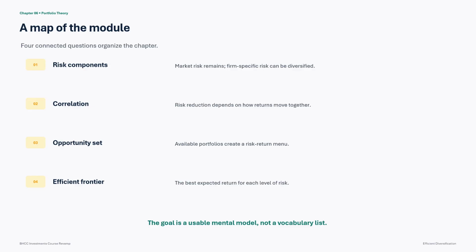This is the upper edge of the opportunity set. The portfolios that offer the highest expected return for each level of risk. Add a risk-free asset, and the decision becomes a capital allocation problem. The sequence matters. Identify the risks, measure how they interact, build the menu, remove dominated choices, then select a complete portfolio that fits the investor.